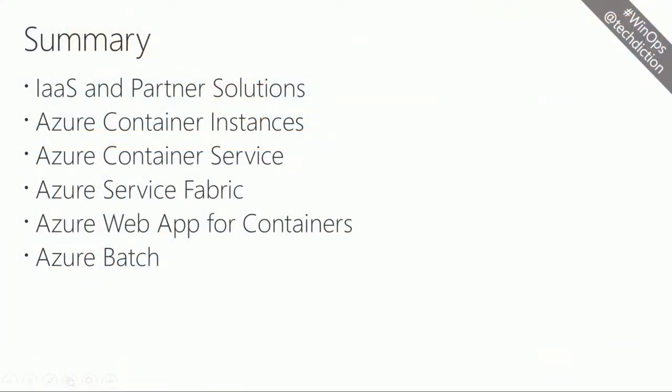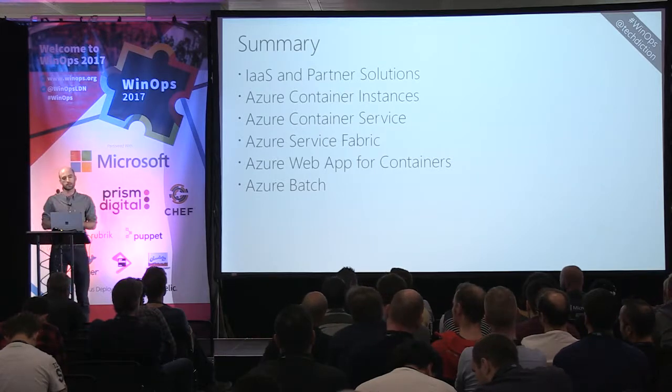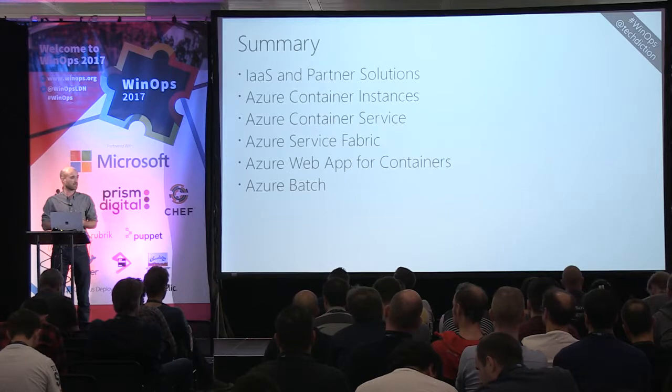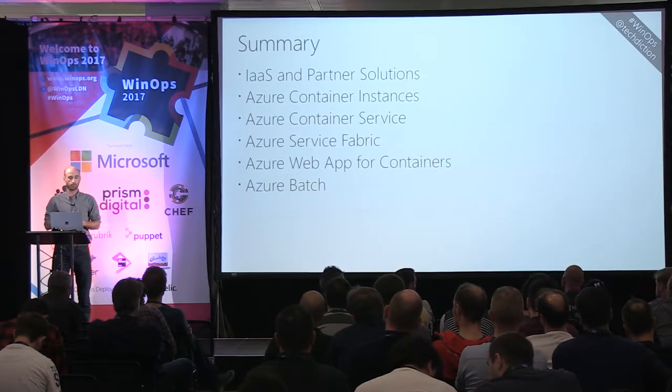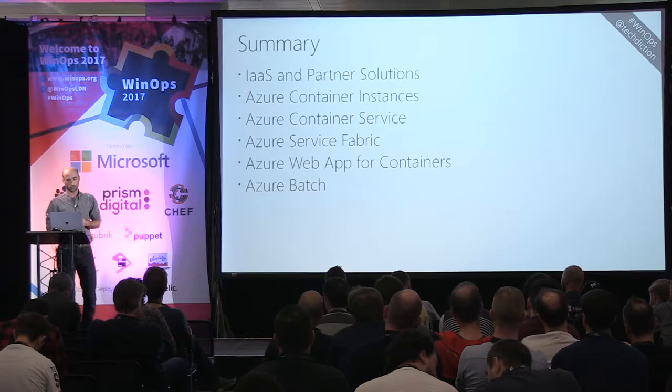So in summary, what have I covered? I've covered infrastructure as a service and some of the partner solutions we can run, but there we have to manage VMs. So more and more we're starting to see these container solutions on Azure where we don't have to worry about the VMs. Container Instances, no VMs at all. Fire up, forget about them. Azure Container Service, we get the orchestration in there when we start to work with microservices.